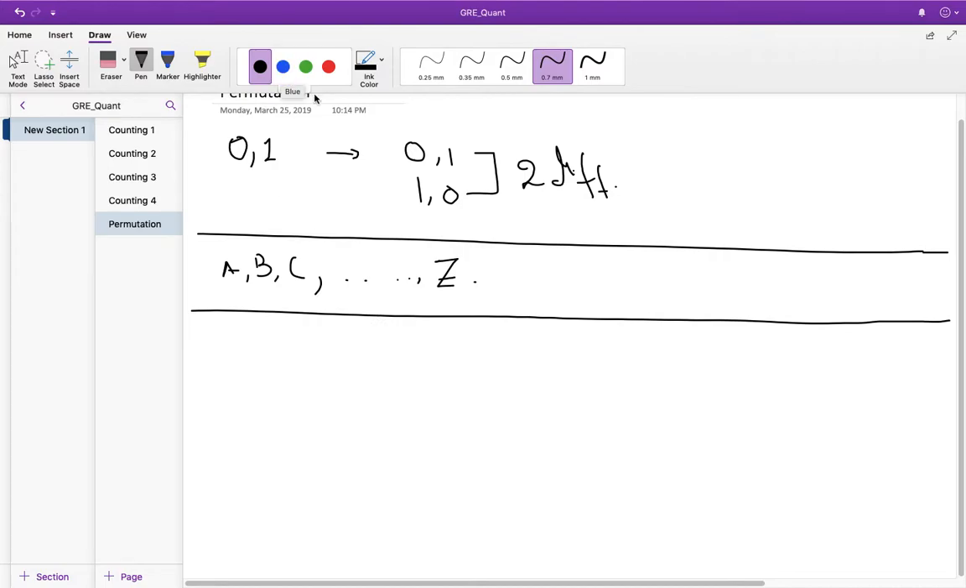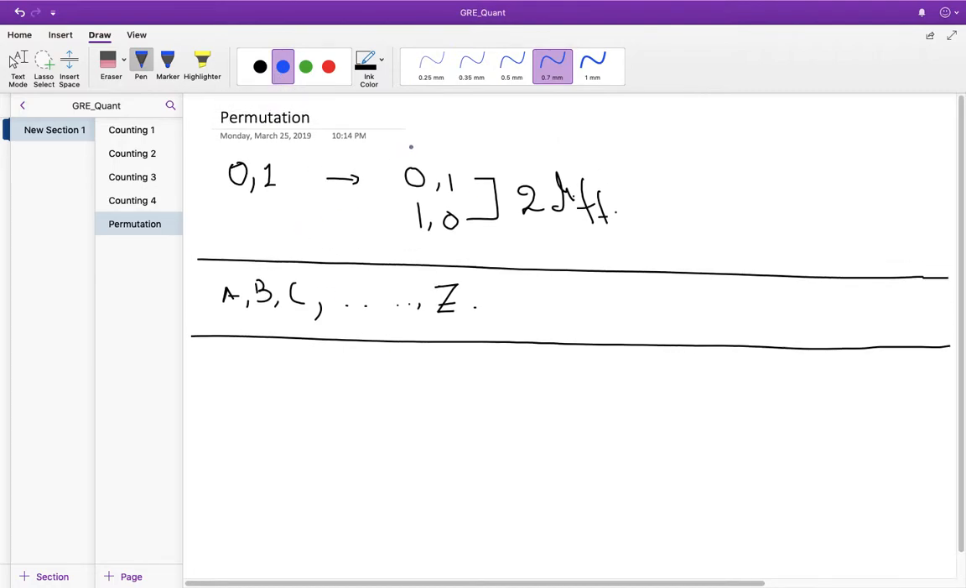A way to understand this problem is, let's say imagine that you have two different buckets. So let's say this is bucket 1 and this is bucket 2, and each arrangement essentially consists of throwing one of these letters into either bucket 1 or bucket 2. So how many ways can you throw a letter into bucket 1? Two ways, right? Because you can either throw 0 or 1 into bucket 1.